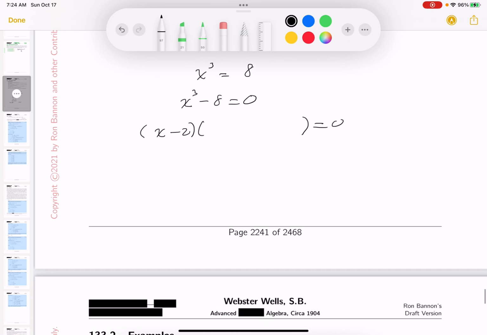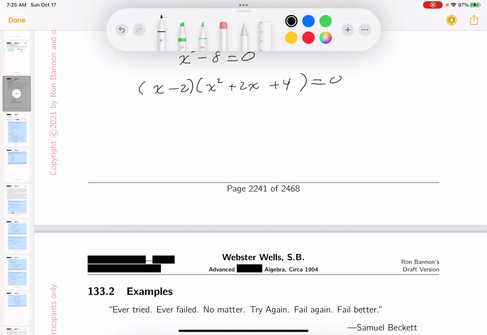There's many ways to do it. You could also do it by long division. But let's take a look at it. You get x squared, and we've actually done this one before, plus 2x plus 4. So I certainly know one root, x equals 2, or the other ones would be when x squared plus 2x plus 4 equals 0. I'll use the quadratic formula to do that. You know what? Let's use completing the square.